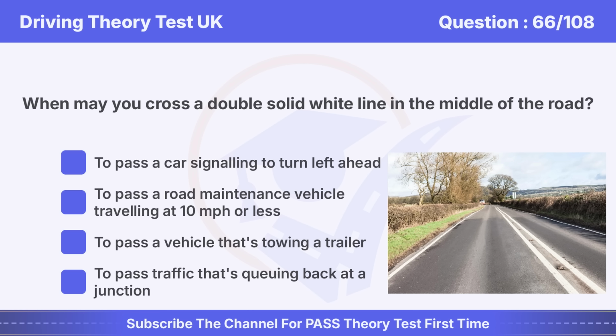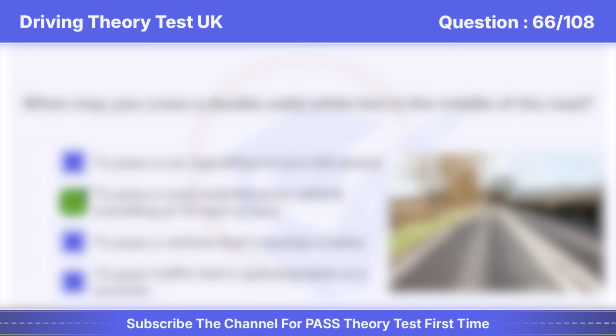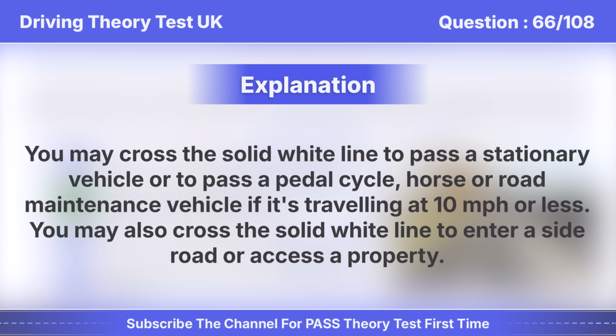Question 66. When may you cross a double solid white line in the middle of the road? Answer is B. To pass a road maintenance vehicle traveling at 10 miles per hour or less. You may cross the solid white line to pass a stationary vehicle or to pass a pedal cycle, horse, or road maintenance vehicle if it's traveling at 10 miles per hour or less. You may also cross the solid white line to enter a side road or access a property.